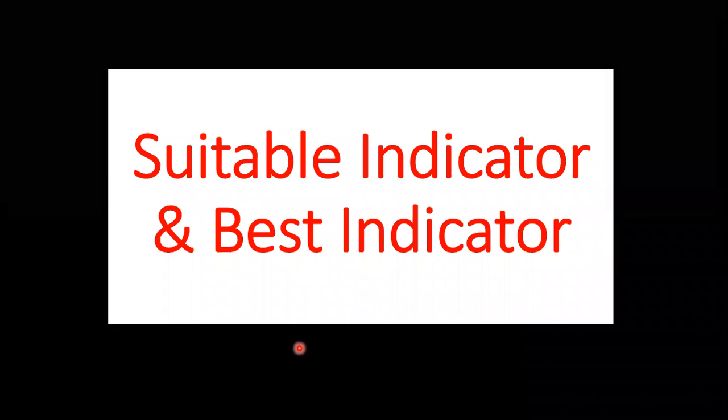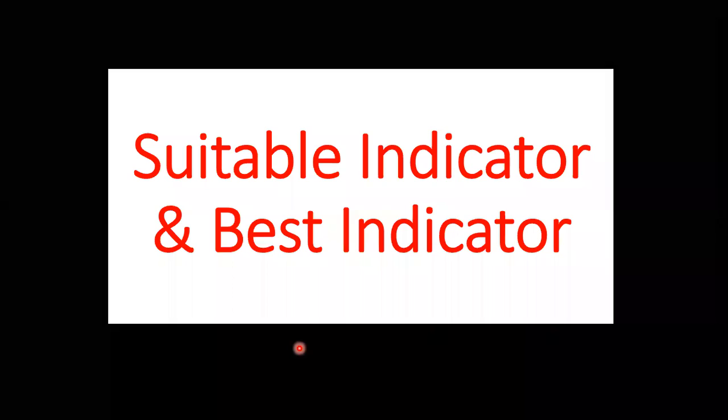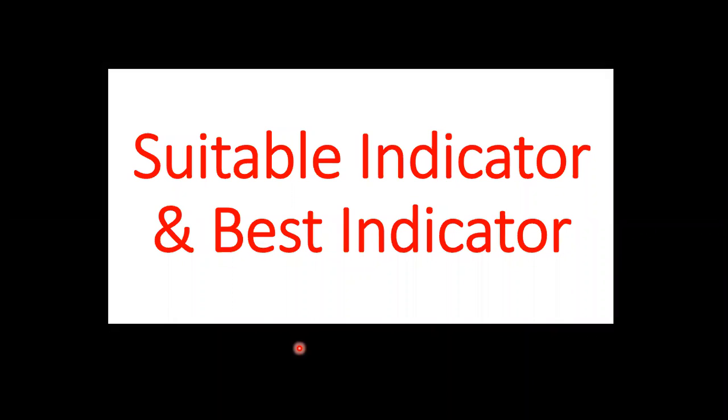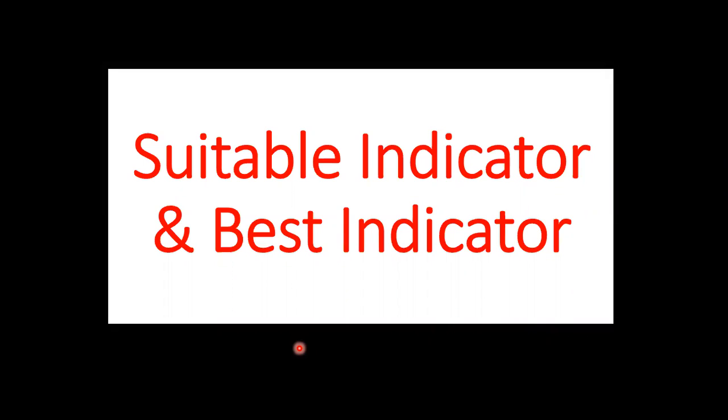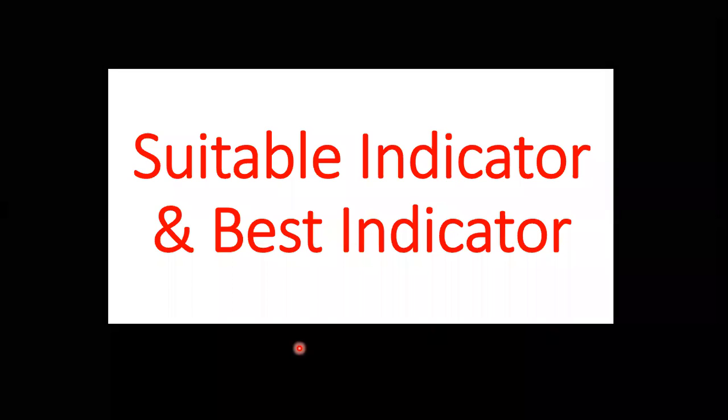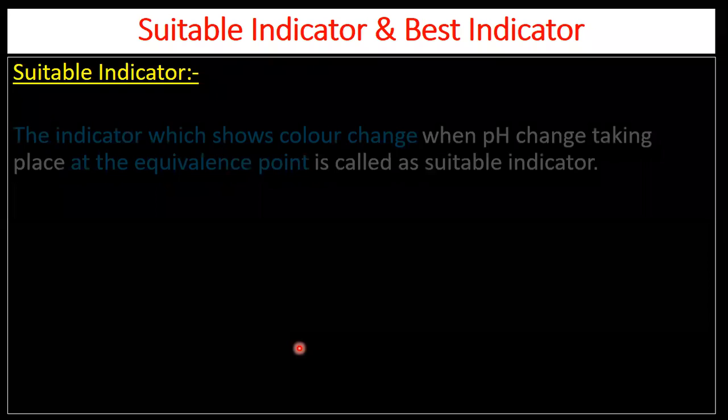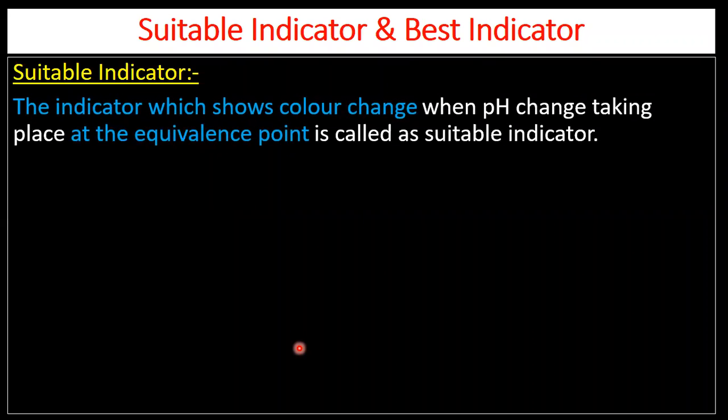Suitable indicator and best indicator. Many times a question is asked: what is a suitable indicator and what is the best indicator, or define a suitable indicator and define a best indicator. Suitable and best. So let us consider what is meant by a suitable indicator. Definition of suitable indicator: the indicator which shows color change when the pH change is taking place at the equivalence point is called a suitable indicator.